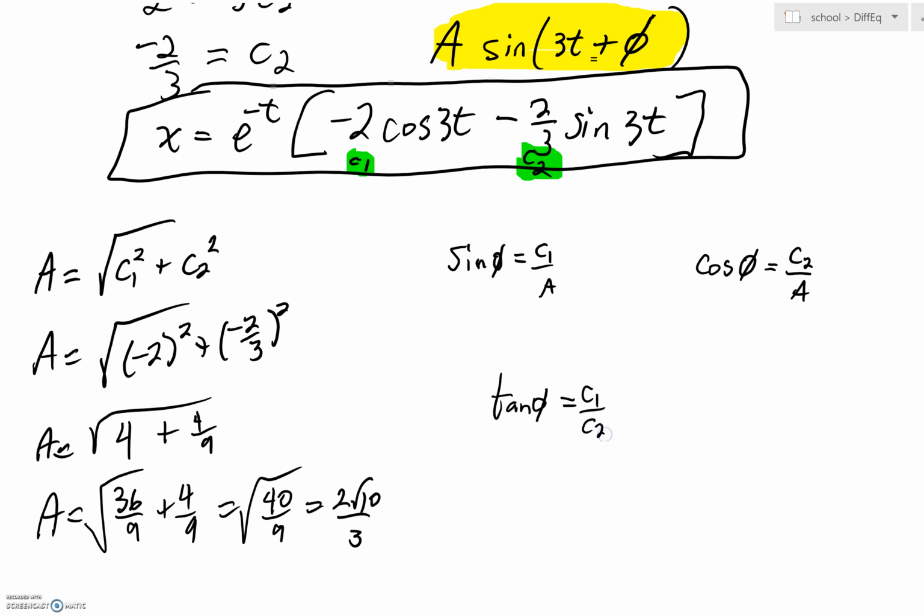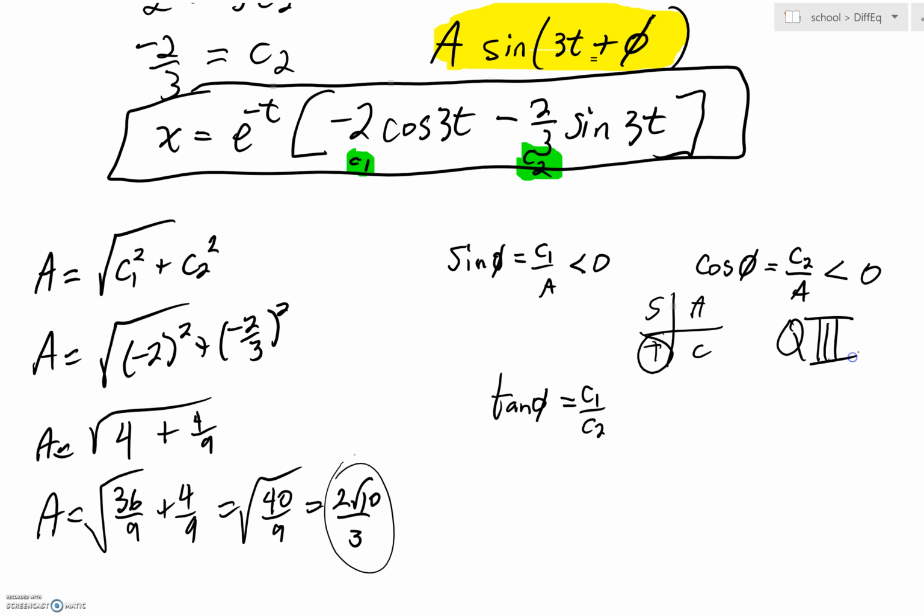Well, c1 is negative, and a right here is positive, so I know that my sine of phi is a negative ratio, a negative value. c2 is also negative, so divide that by a, and we have something negative as well. So where is sine and cosine simultaneously negative? Well, if you think about it, that's only going to occur in quadrant 3. So phi is in the third quadrant.